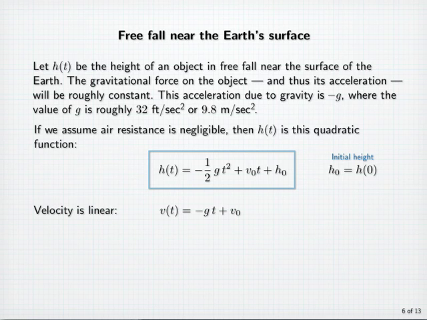The velocity is linear. v of t equals minus gt plus v naught. Now let's notice that v naught is precisely the value of the velocity at time 0, or the initial velocity. And finally, the acceleration is the constant minus g. So constant acceleration corresponds to linear velocity, which corresponds to a quadratic height function.